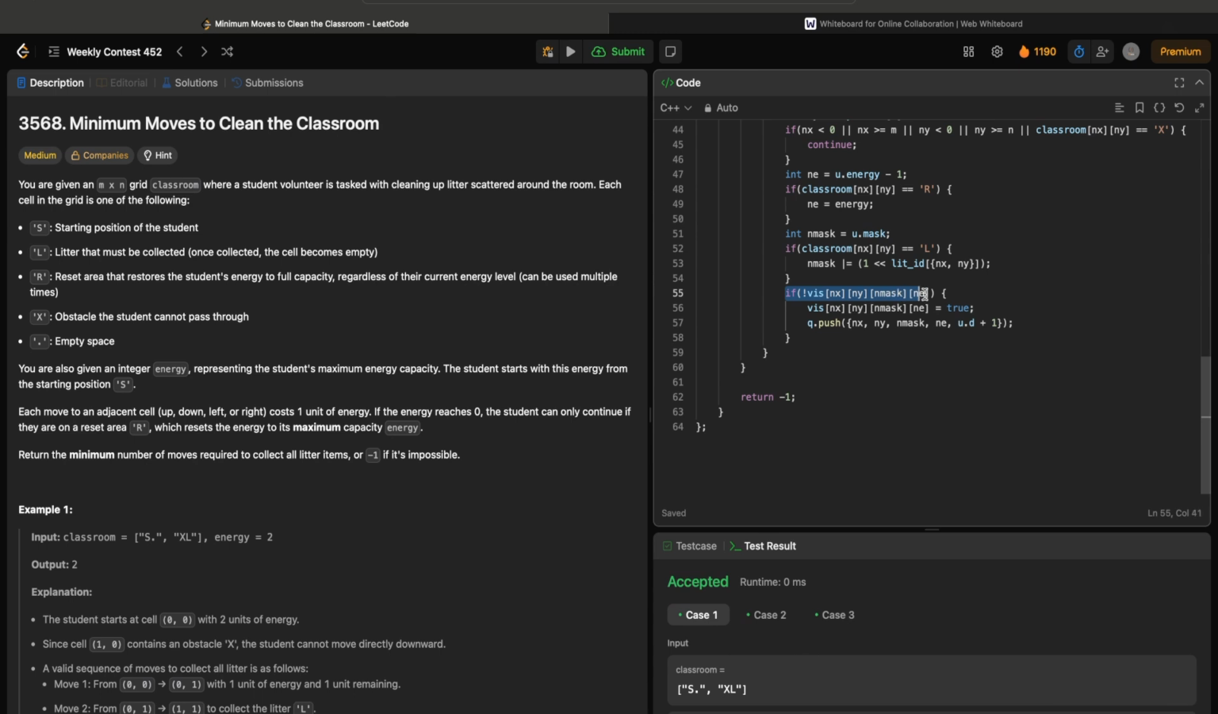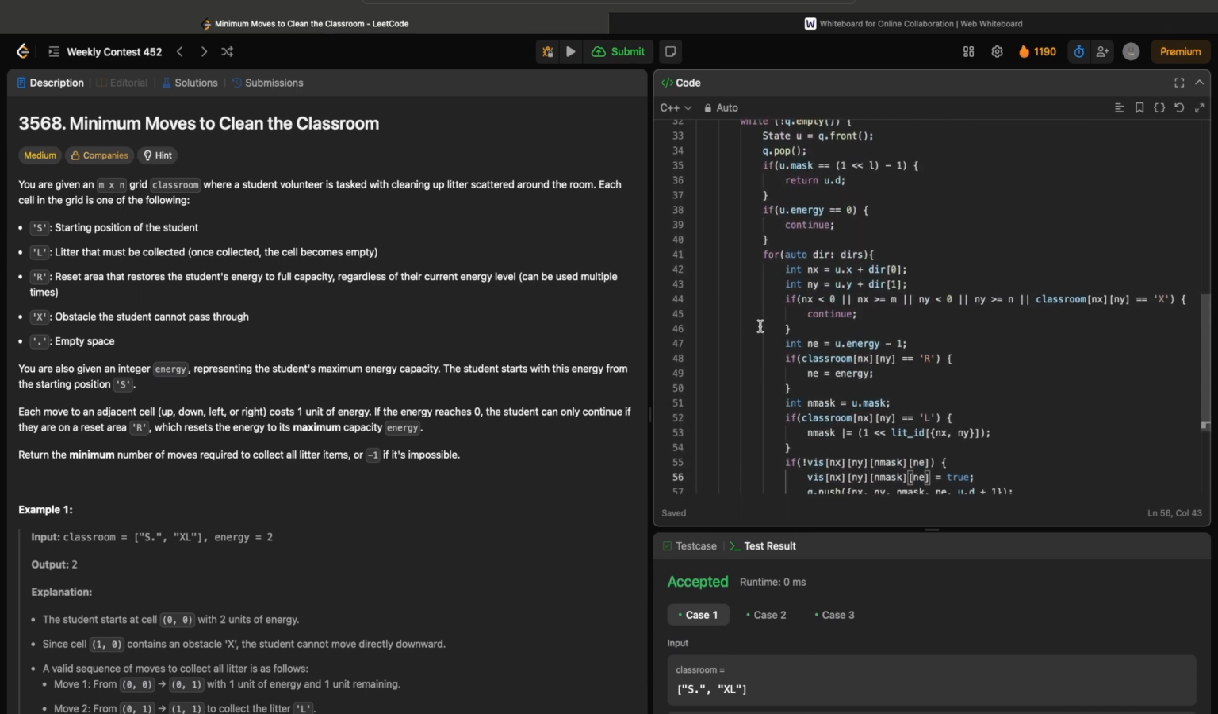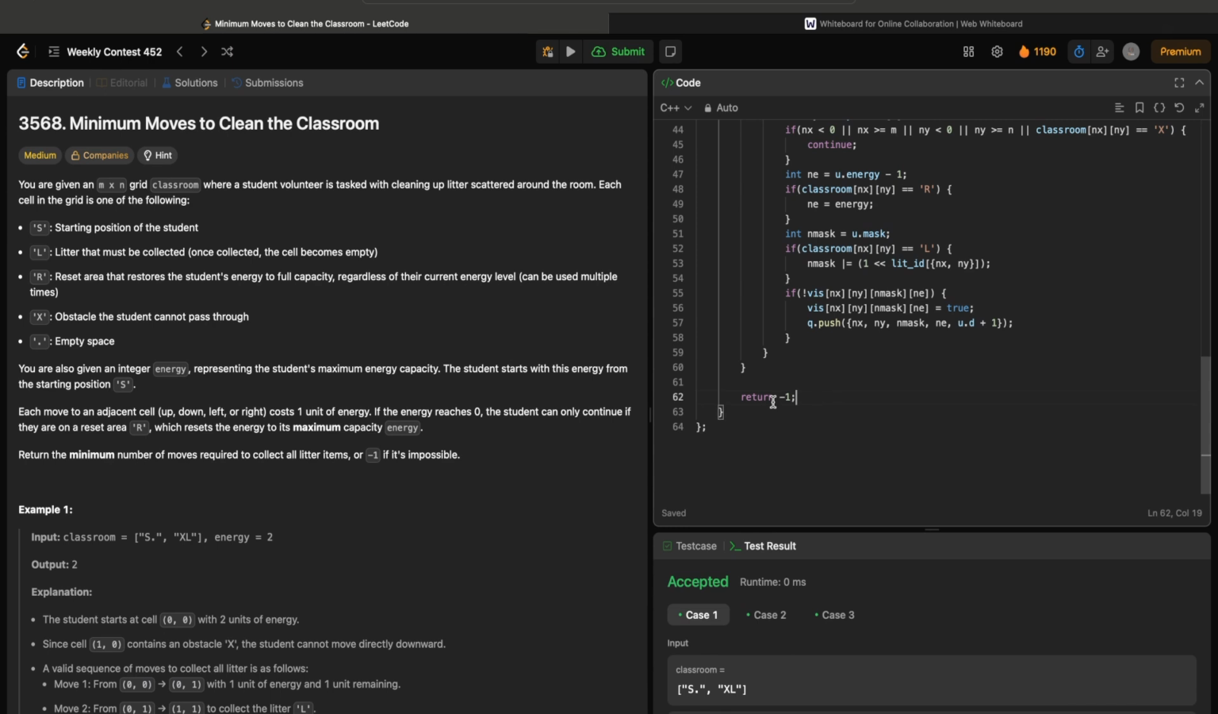And if all the parameters nx, ny, mask and energy are there, if it is not visited, you will mark it as visited and push that into the queue, because you need to collect all the liters. So you need to push the elements into the queue which are not visited and which satisfy our condition. And similarly, once you have collected all the liters, this statement becomes true, and you will return the moves taken. If you are not able to collect all the liters, at last you will return -1.